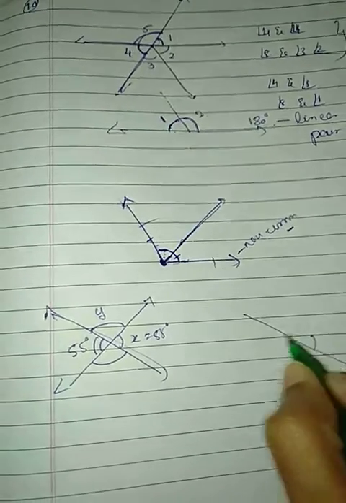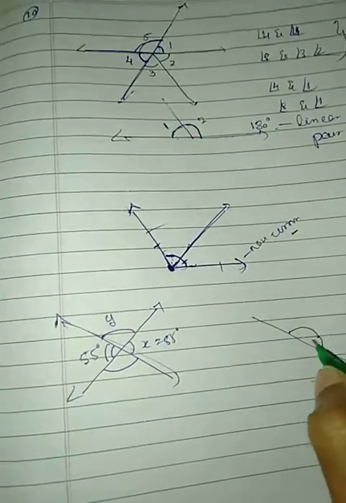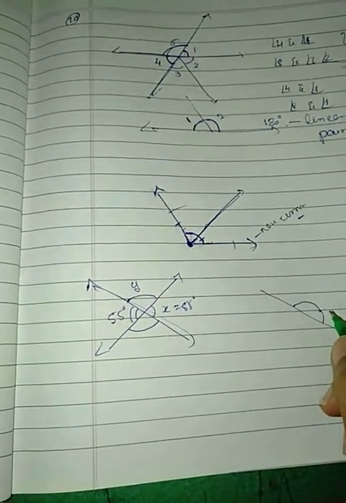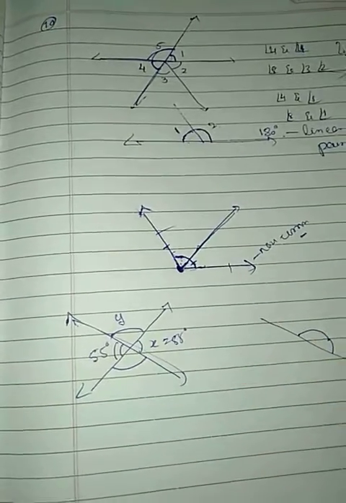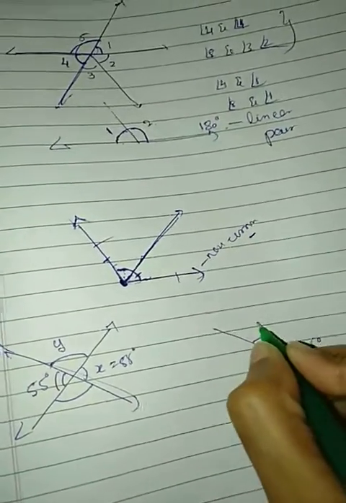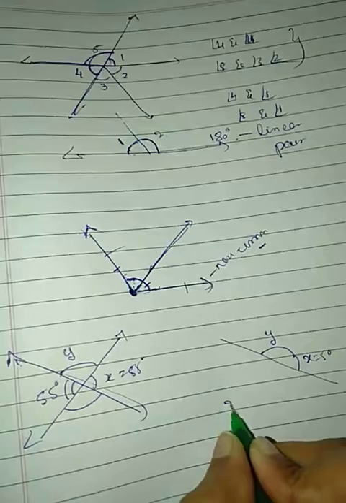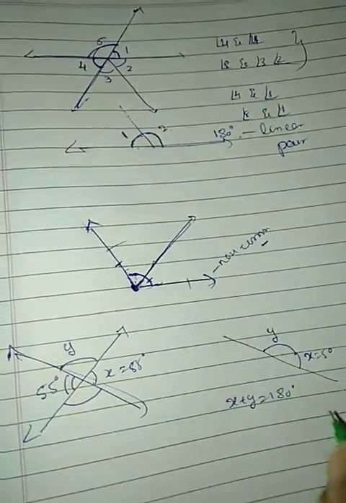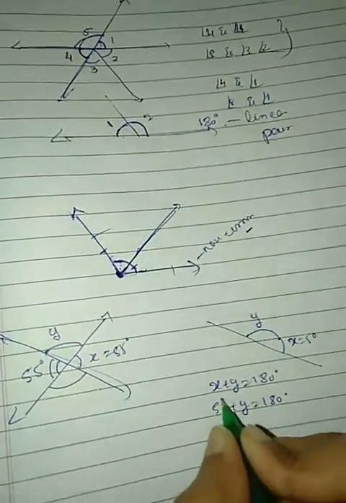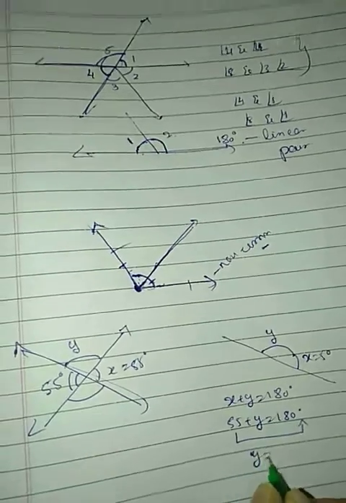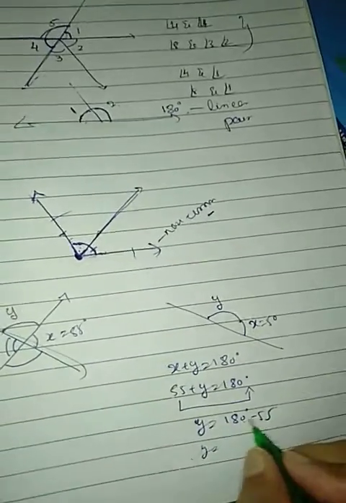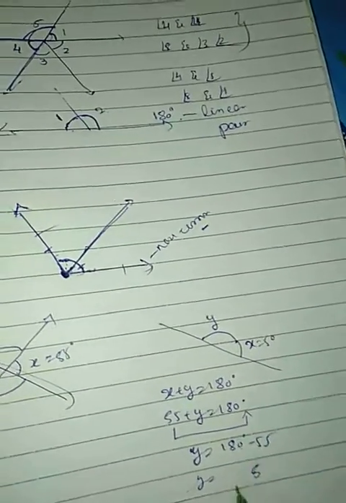Okay, I will write here. So this is x, this is y. This angle will form a linear pair. You know that. Now just write here that x is equal to 55, this is y. The linear pair means when you add both angles, x plus y, we get 180 degrees. So here x is 55, y we don't know. Y is equal to 180 minus 55. So y is equal to 125.